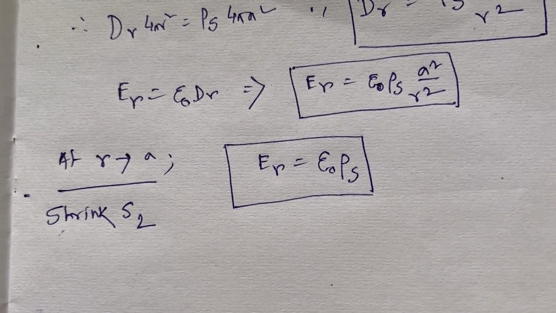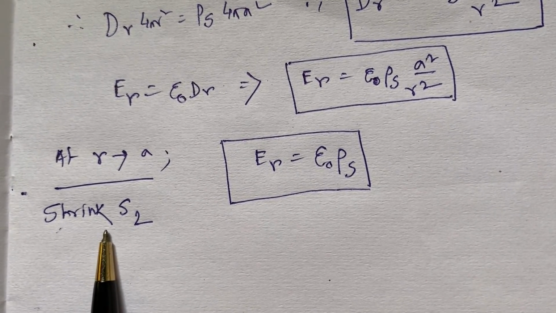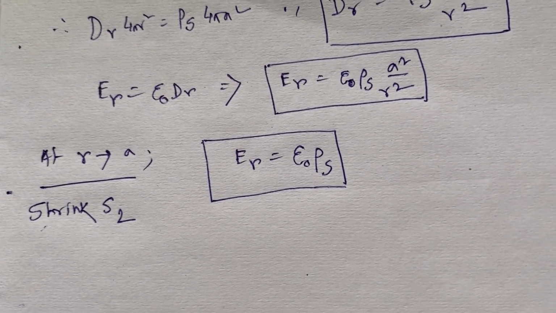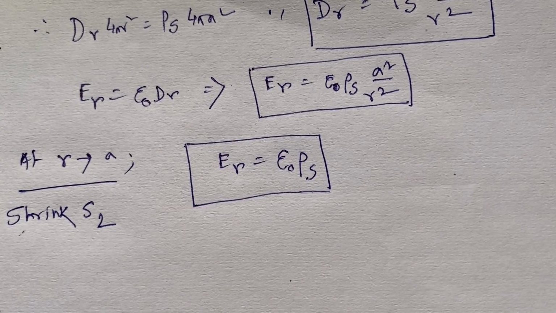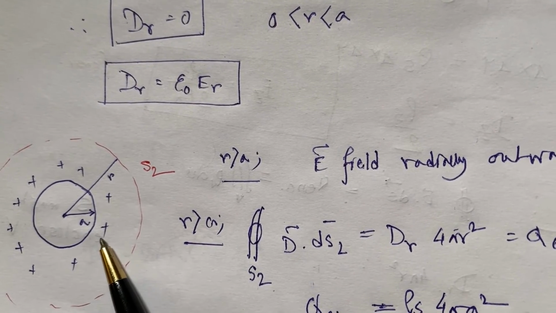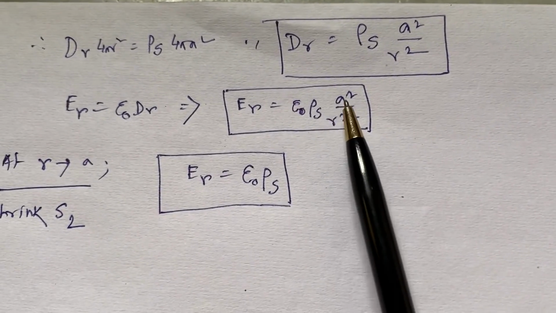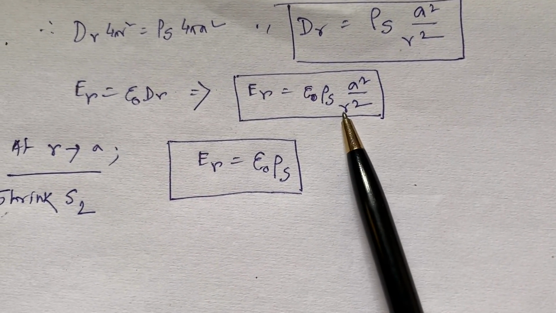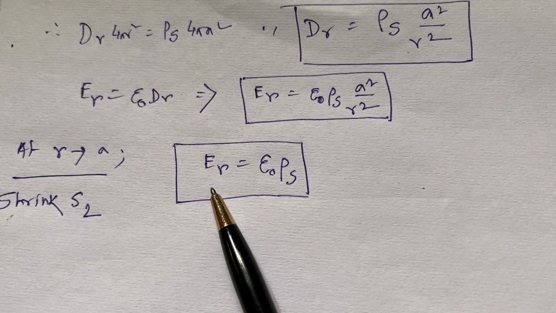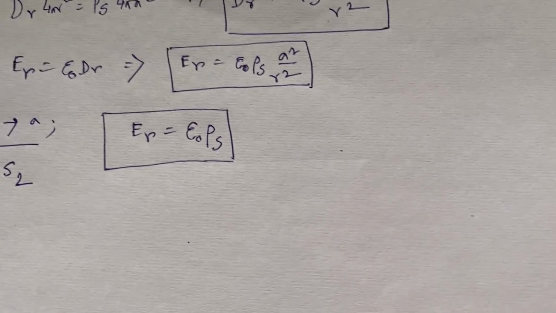Now what if we shrink the radius of S2? That means we shrink the radius r of the Gaussian surface and then coincide it with the radius of the shell. Then the electric field becomes, here we need to put r equal to a, so the electric field is now a_r rho_s by epsilon_0. So we have this situation.